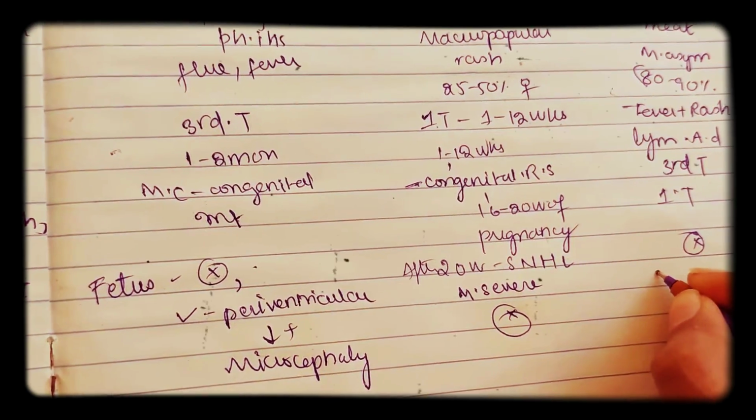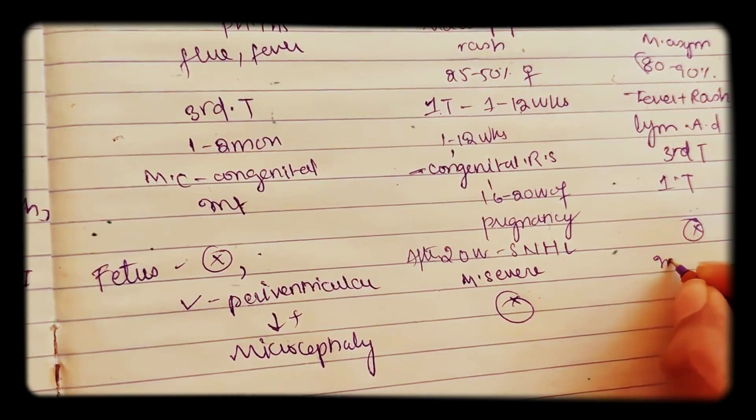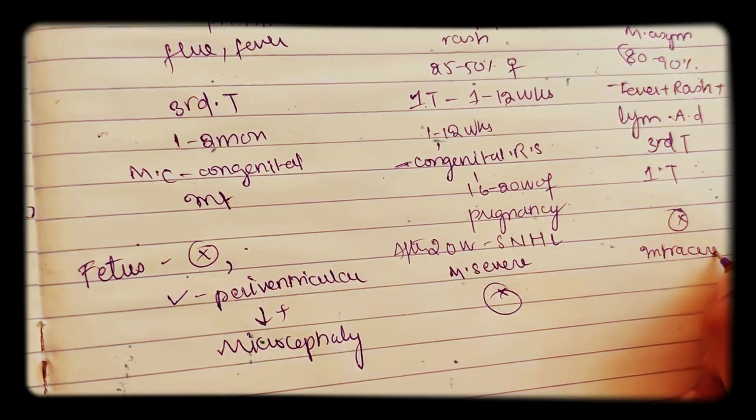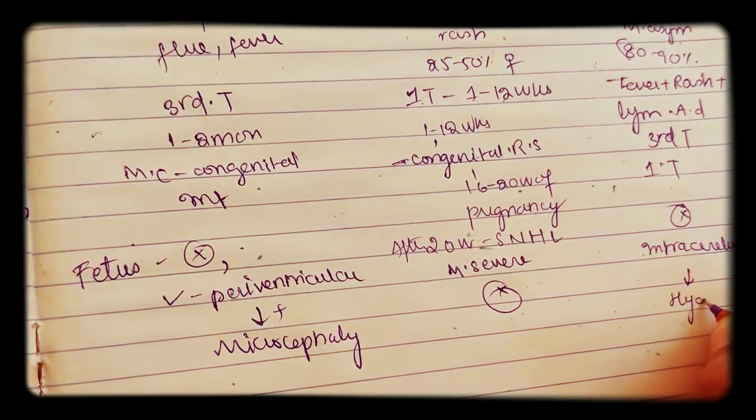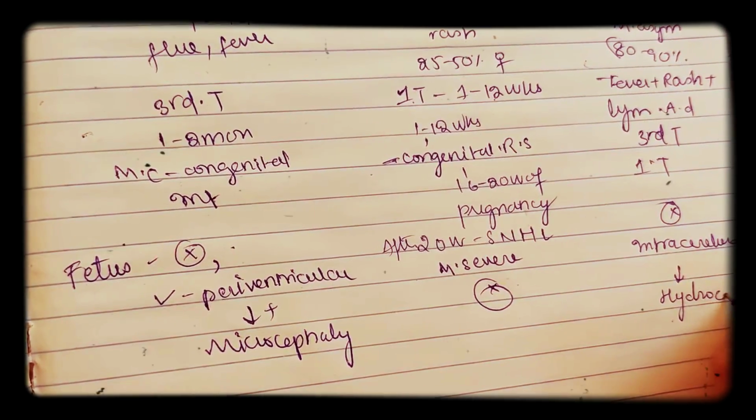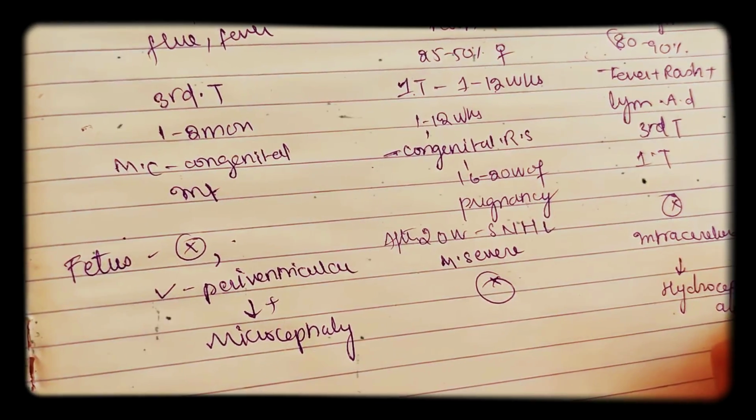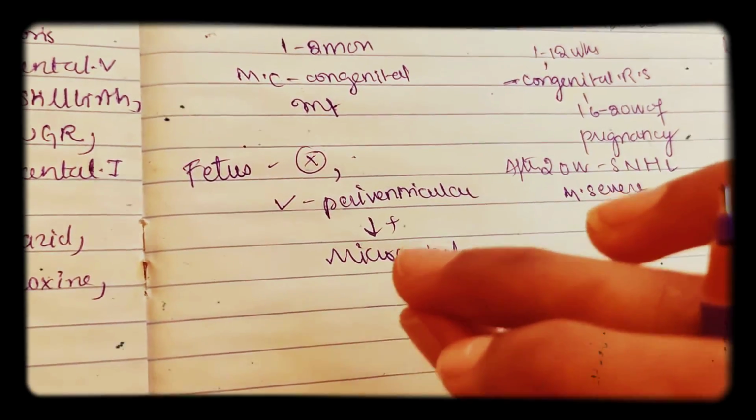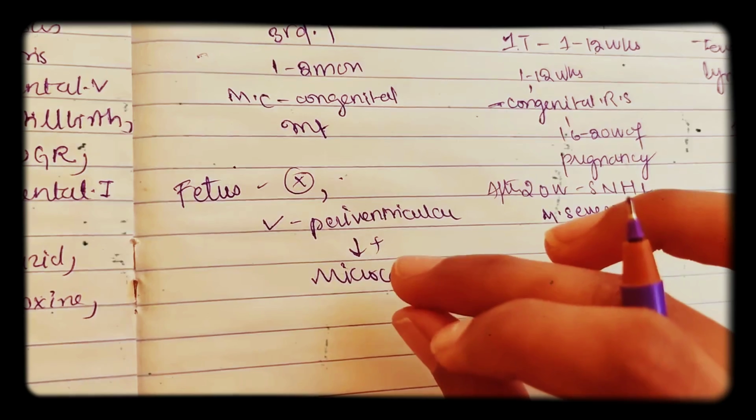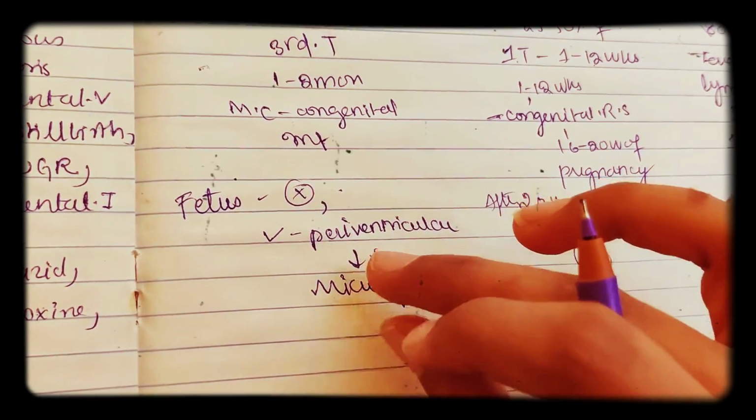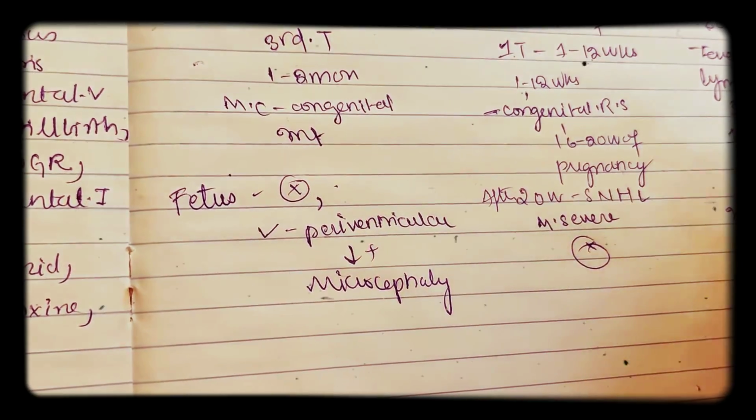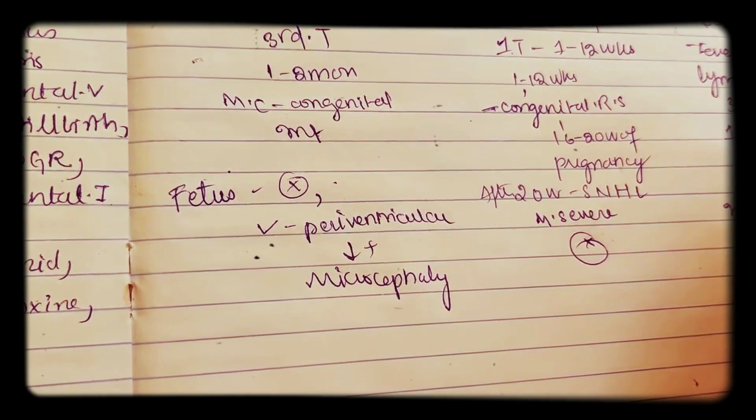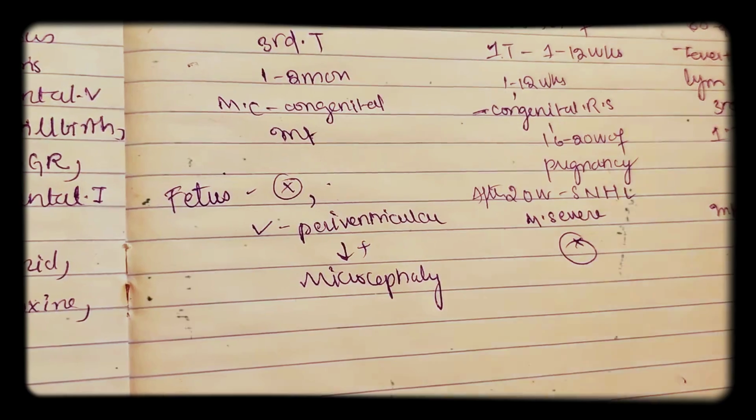Whereas coming to Toxoplasma gondii, here you have intracerebral calcification and hydrocephalus. So this point is very important. Intracranial calcification is around the periventricular space leading to microcephaly in CMV. In Toxoplasma gondii there is intracerebral calcification leading to hydrocephalus.